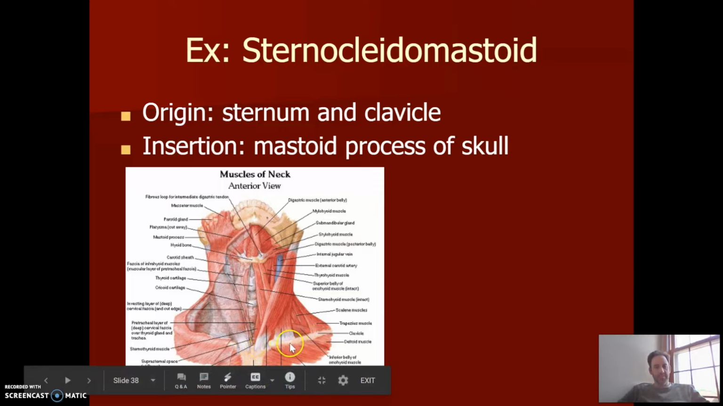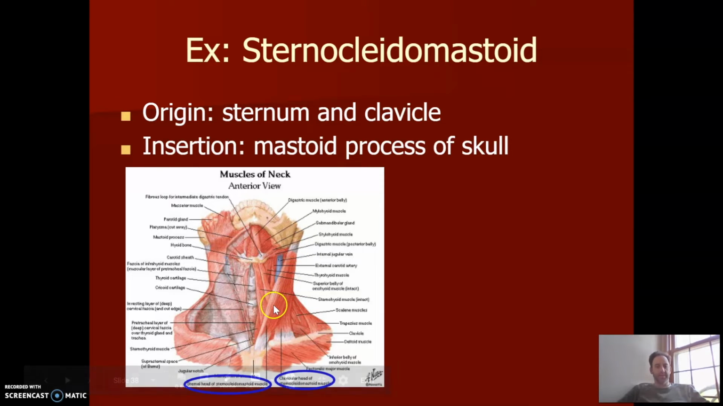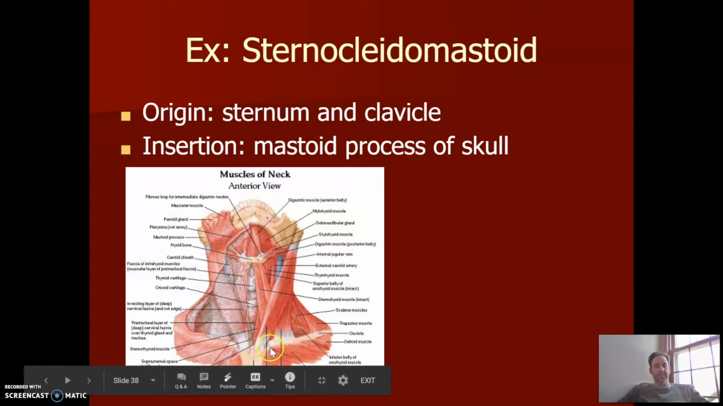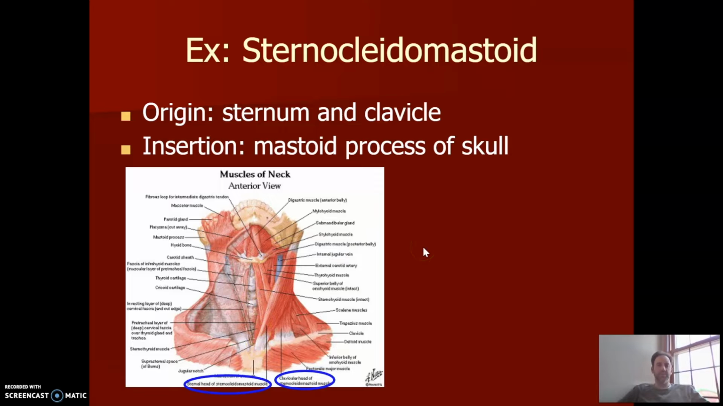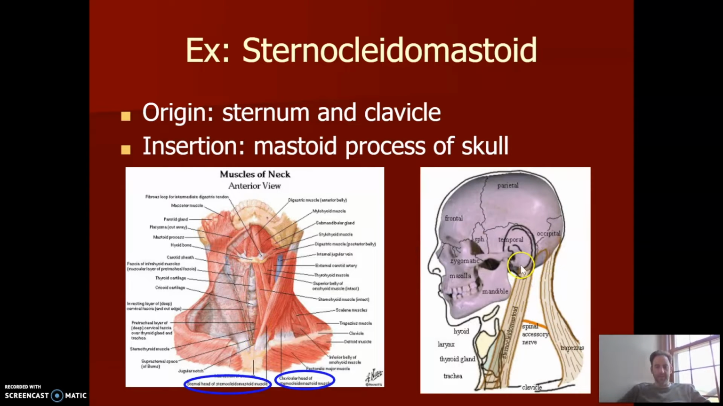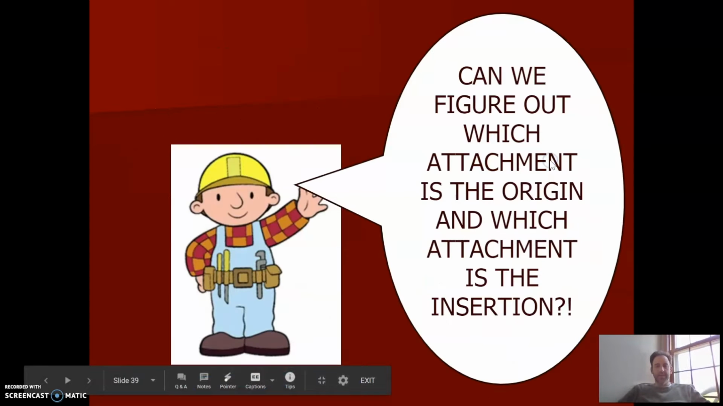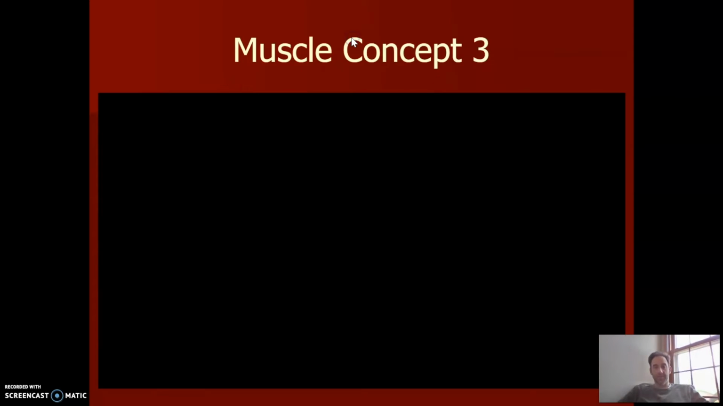These two stay put. In other words, the mastoid process of the skull is pulled down towards the sternum and the clavicle. Your sternum and clavicle are not yanked upward towards your head when this muscle moves. So here's another shot of that muscle, sternocleidomastoid. And then here's a video clip. Oh, wait, first, can we figure out which attachment is the origin and which attachment is the insertion? Yes, we can, Bob. Here's a video clip that's going to help us do that.